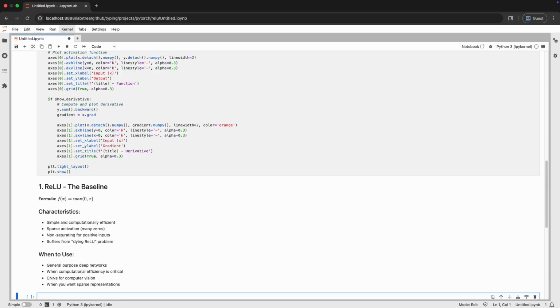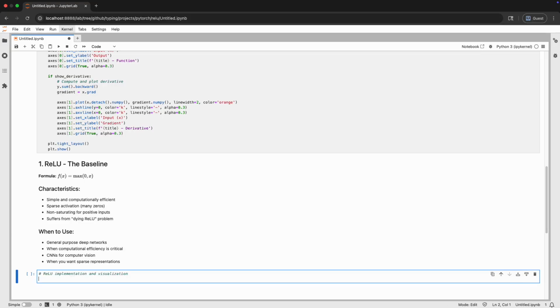Let's start with ReLU, the baseline activation function. ReLU stands for rectified linear unit, and its formula is simply the maximum of 0 and x. It's simple and computationally efficient, creates sparse activation with many zeros, doesn't saturate for positive inputs, but suffers from the dying ReLU problem. ReLU is best used for general-purpose deep networks, when computational efficiency is critical, in CNNs for computer vision, and when you want sparse representations.